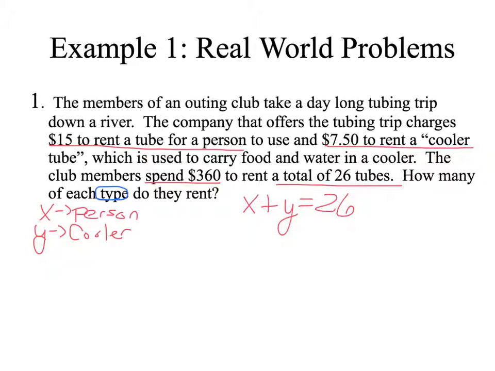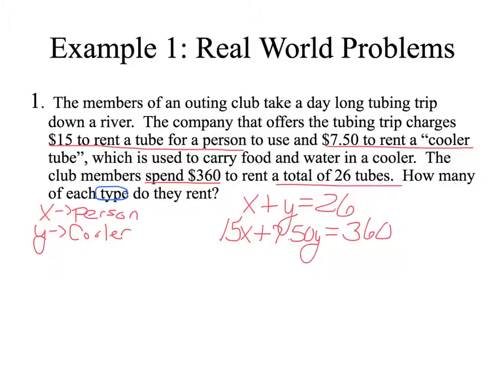My second equation is going to talk money. $15 for however many people tubes I buy, plus $7.50 for however many cooler tubes I rent, needs to get me my total of $360. At this point, I've underlined, I've identified, and I've set up. The last 2 things to do are to solve and label.